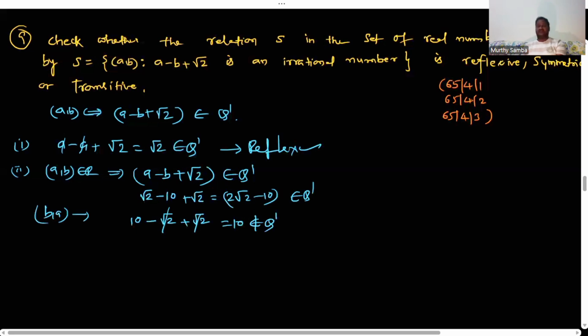What does that mean? (b, a) does not belong to R, where (a, b) belongs to R. It means it is not symmetric. It is reflexive, but it is not symmetric. And coming to transitive relation.